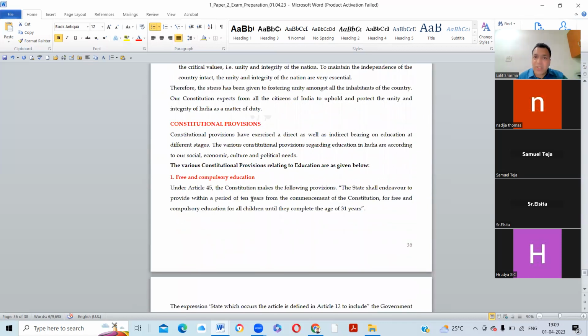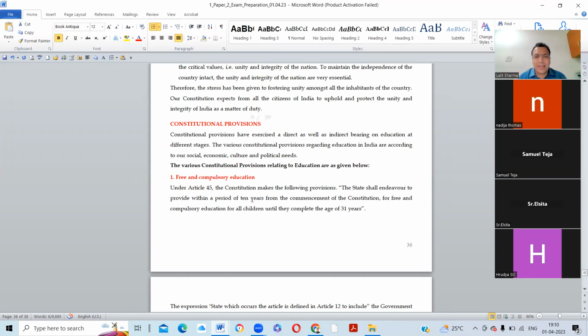And now, what are the constitutional provisions with respect to education? Free and compulsory education. Even our Constitution is saying free and compulsory education. What I just want to tell you, guys, is that when the Constitution was made in the year 1950, it was written in the Constitution: free and compulsory education. Article 45 says there should be free and compulsory education. But since independence up to today, it is not being implemented across India.